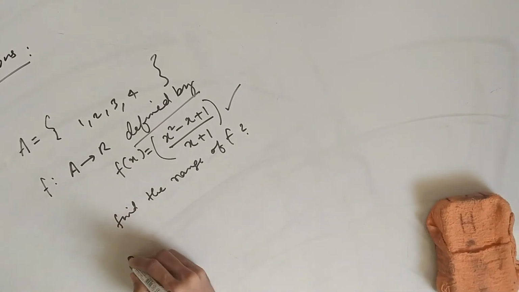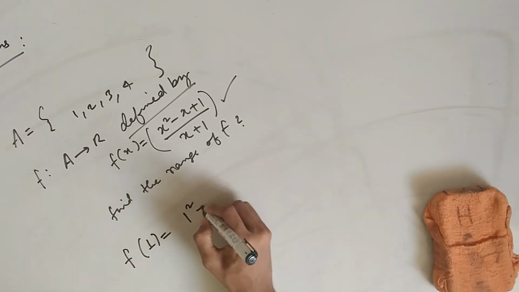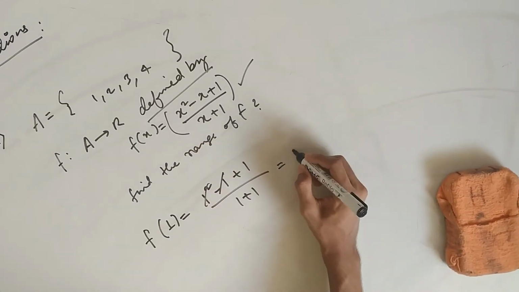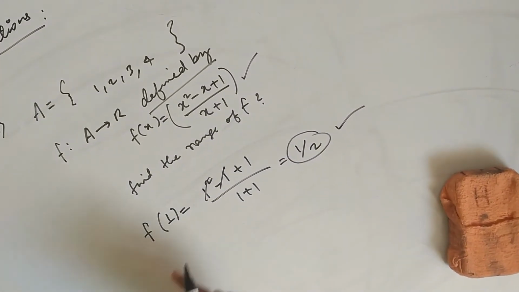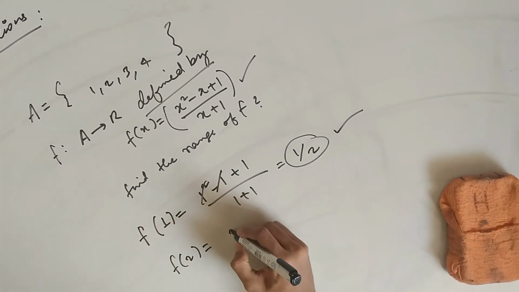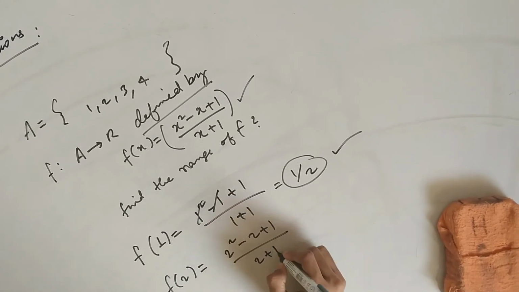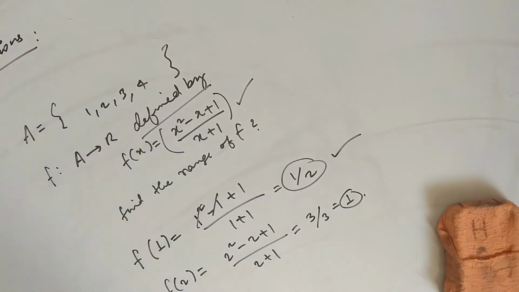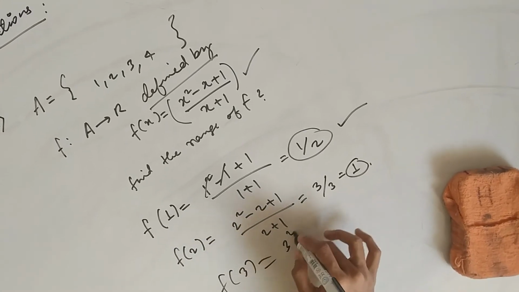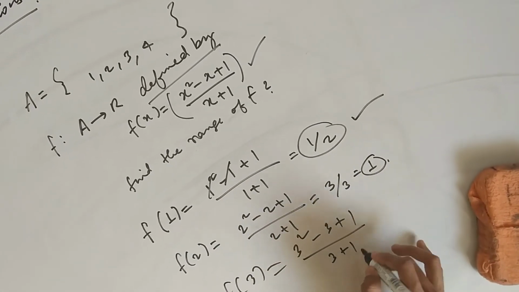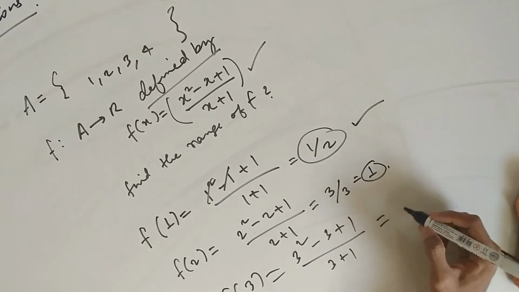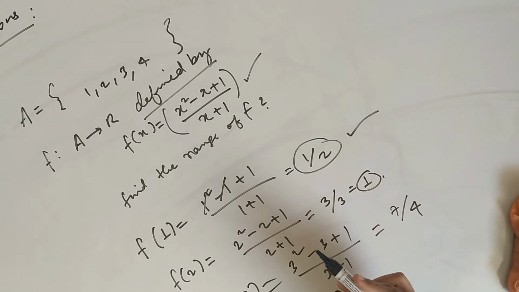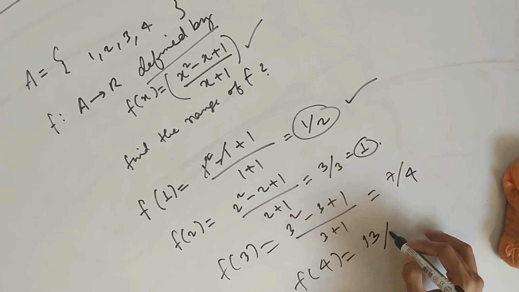Okay, so f of 1 will be 1 square minus 1 plus 1 upon 1 plus 1. So 1 square is 1 and minus 1, so this is gone. So 1 by 2 is the value of f of 1. Now f of 2 is equal to 2 square minus 2 plus 1 upon 2 plus 1, which is 4 minus 2, 2 plus 1, 3 by 3, which is 1. Now f of 3, which is 3 square minus 3 plus 1 upon 3 plus 1. 9 minus 3 plus 1 is 7, so 7 by 4. Similarly f of 4 will be 4 square 16 minus 4 is 12 plus 1, 13 by 5.